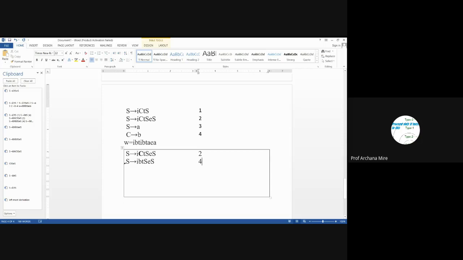Once again, we are using the leftmost approach. So this S we will replace by its production rule. So which production rule can we use? Now, since here we have used earlier production rule number 2, now we will use here production rule number 1. And what is production rule number 1? That is S leads to ICTS. So we will apply it here.